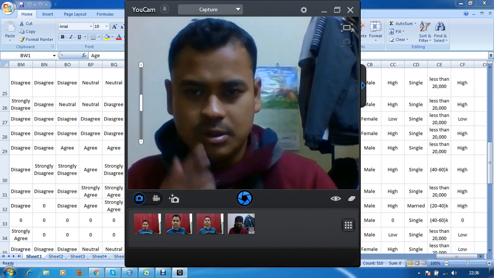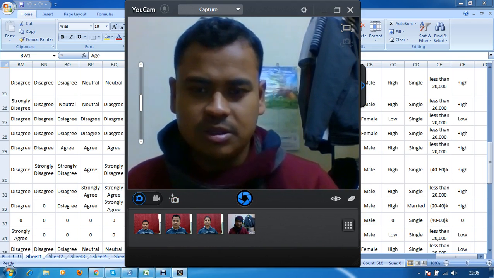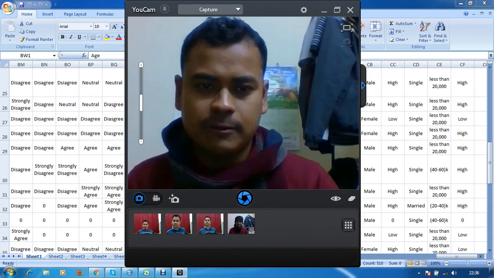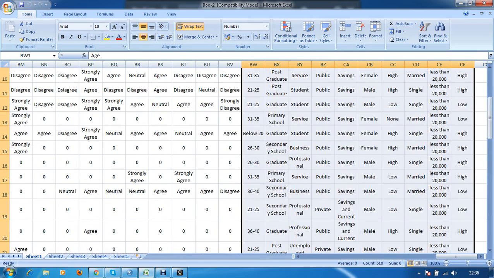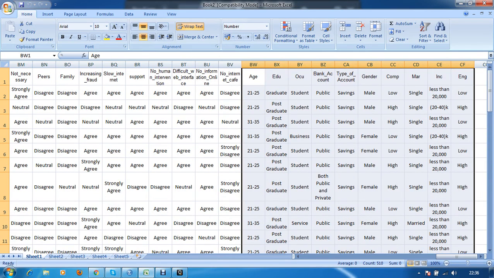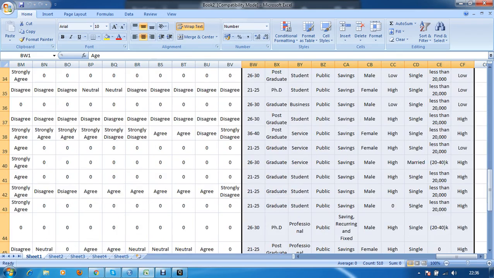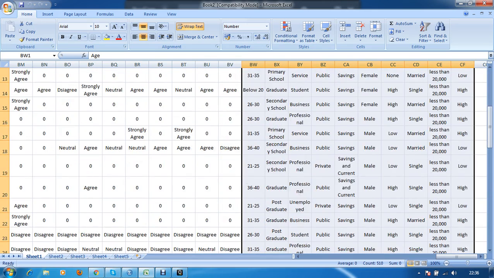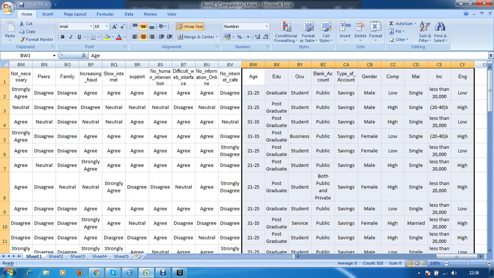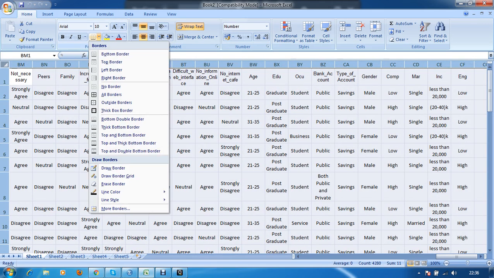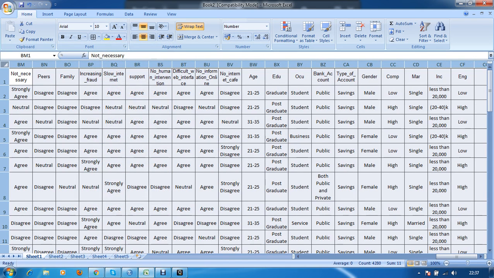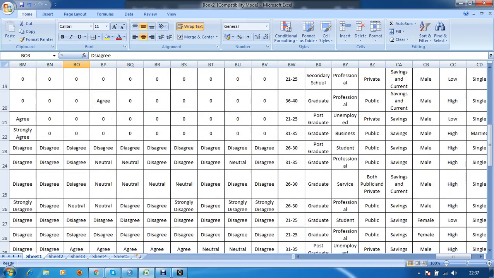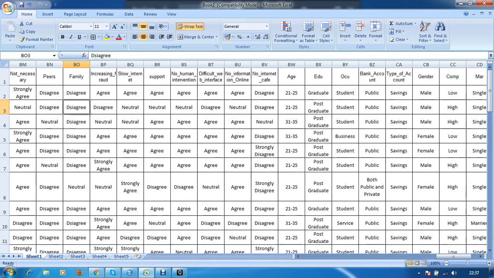So without making much delay, let us first move to the data set. Here I have a data set which I have extracted from my SPSS file. It is a Likert scale used in order to determine factors for adoption of technology-based banking by consumers.